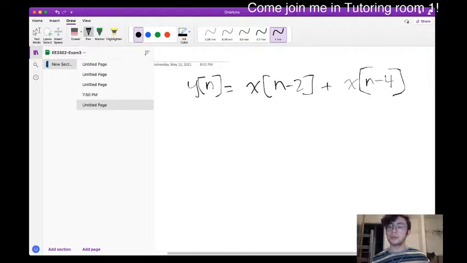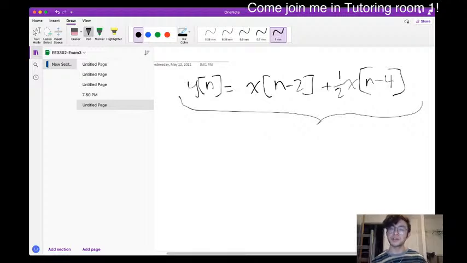Yeah, so what do you do here? I'm going to say 1/2 x[n-4]. So you see this and you go, well, what does this mean? What does this do? There's no comments, because of course there's no comments. So what are we going to do about this? We're going to analyze it as a system.